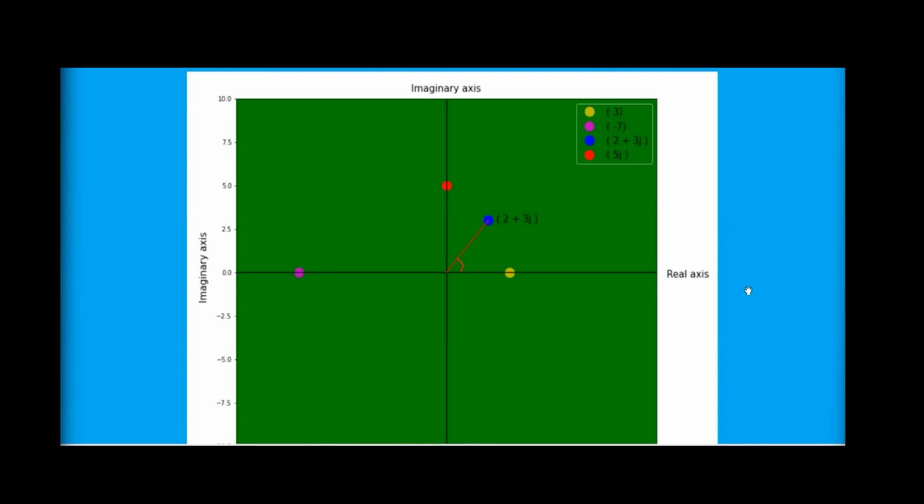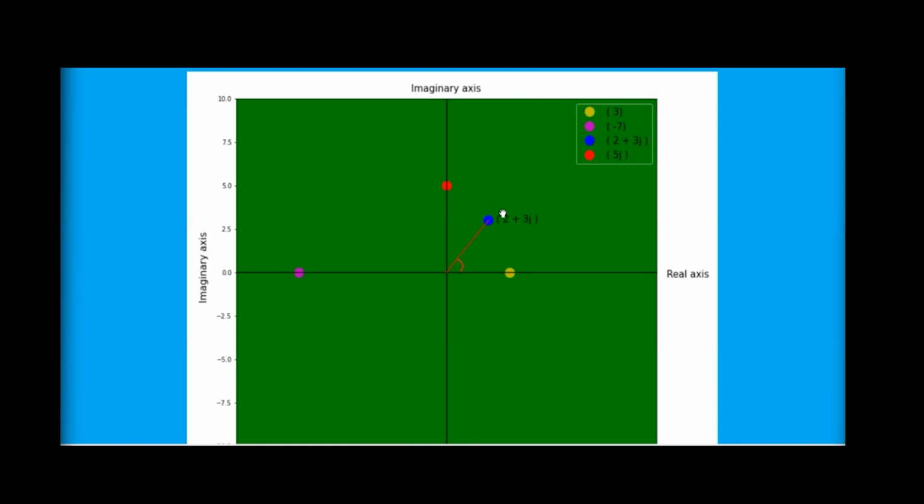This is the complex plane because it has a real axis and an imaginary axis. Some points lie on the real axis, some on the imaginary axis, and one point is a general complex number. The yellow and magenta points are real numbers. For example, the magnitude of this real number is 3, which is positive. Another real number has magnitude 7, which is also positive. This point has magnitude 5 and lies on the imaginary axis, so its real part is 0. Now, this is a complex number with both real and imaginary parts. For example, 2 plus 3j, where 2 is the real part and 3 is the imaginary part.